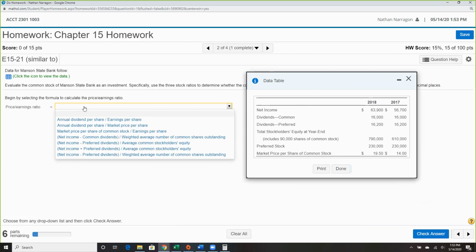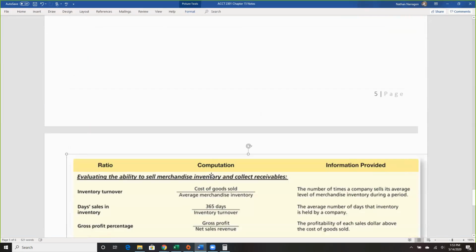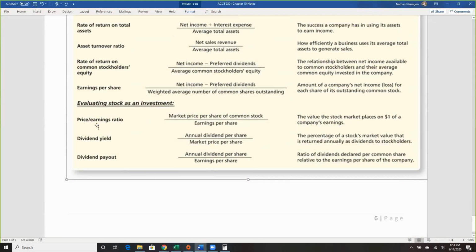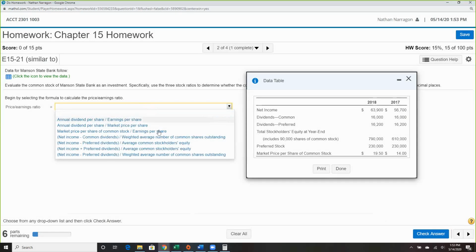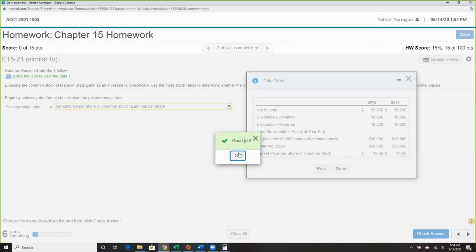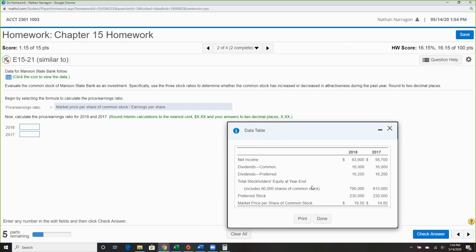Okay, it looks like we're going to have to put in the formula first. So this is where our notes come in. So we know this is price earnings. As I said, we're doing stock. So here's our price earnings ratio, which again is market price per share of common stock divided by earnings per share. So there we go. There's our formula. Now they want us to actually do it.